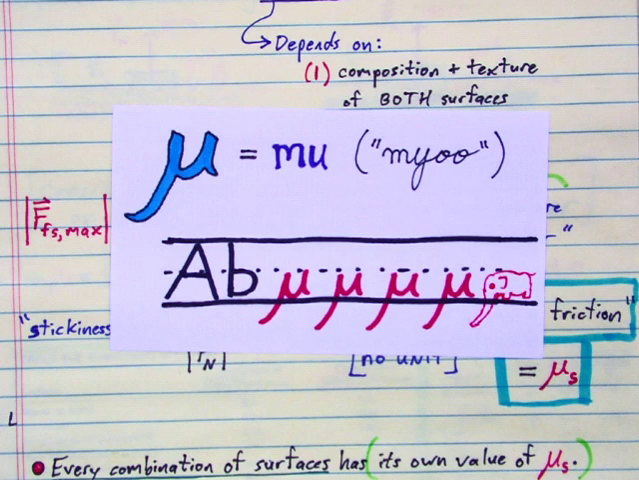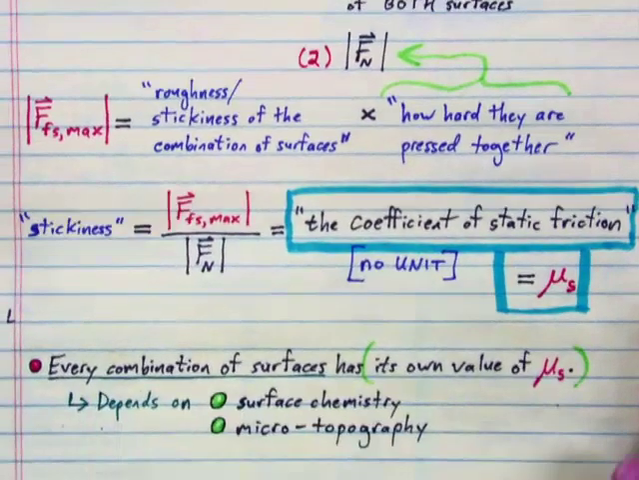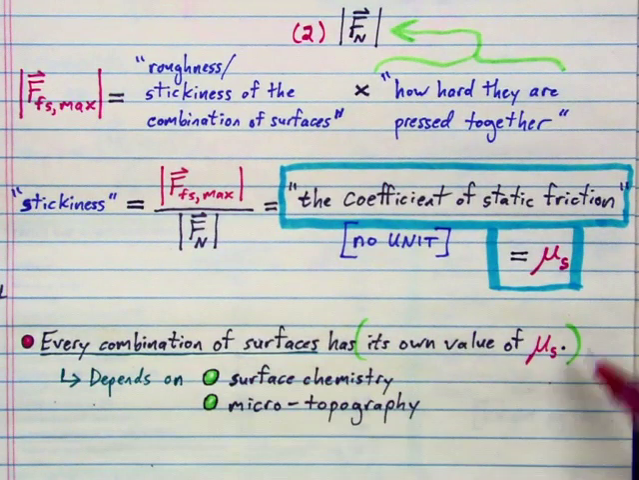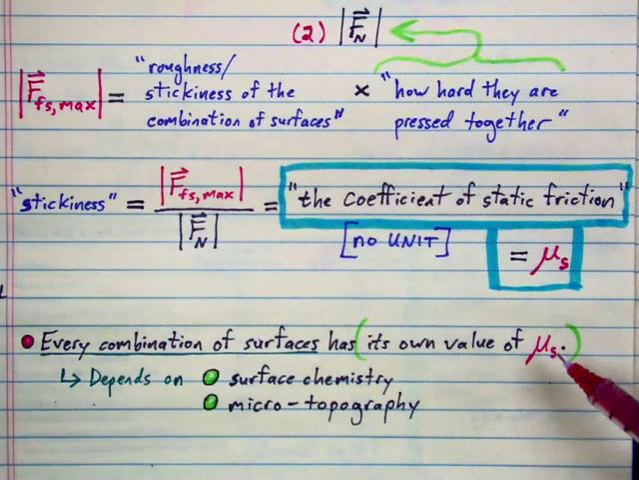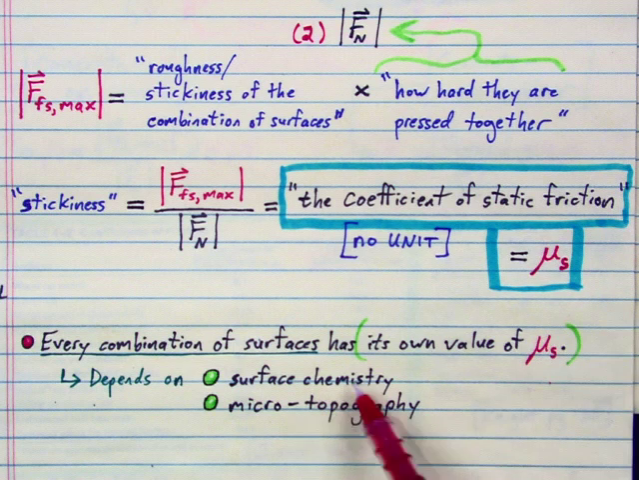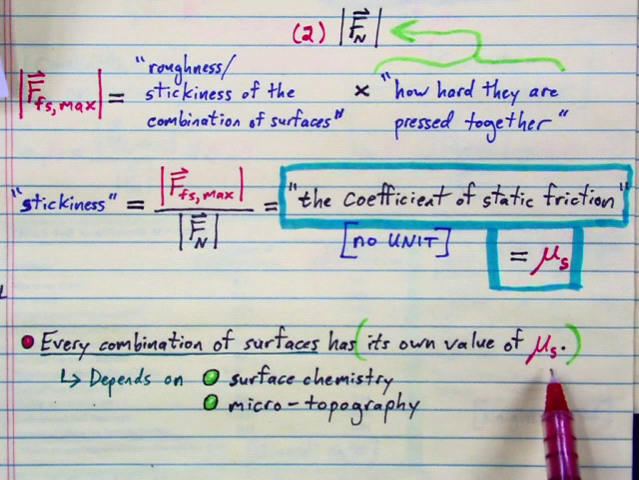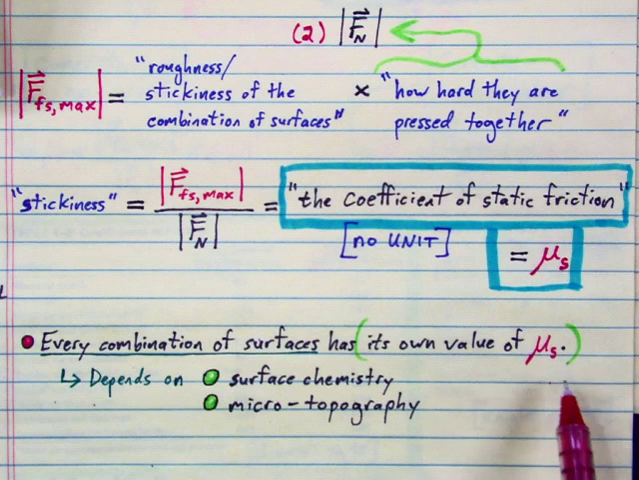Got it down? Great. So every combination of surfaces has its own value of the coefficient of static friction. And because it involves the complex surface chemistry and microtopography of the two surfaces, it's basically impossible to theoretically predict ahead of time what the value of mu_s will be. This has to be determined empirically.